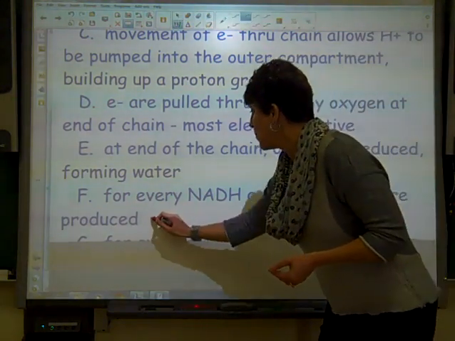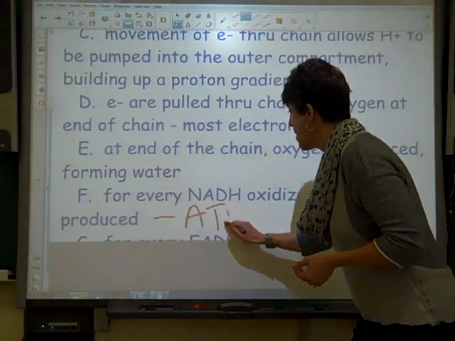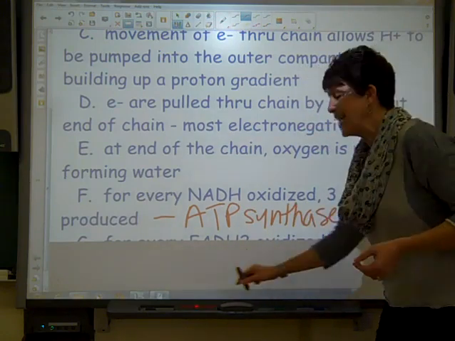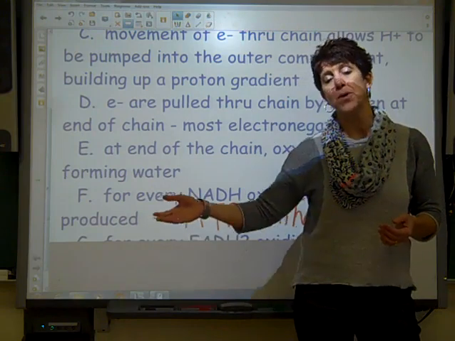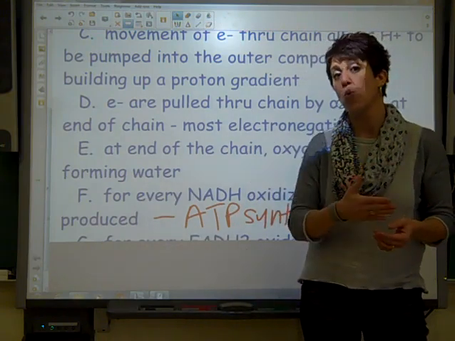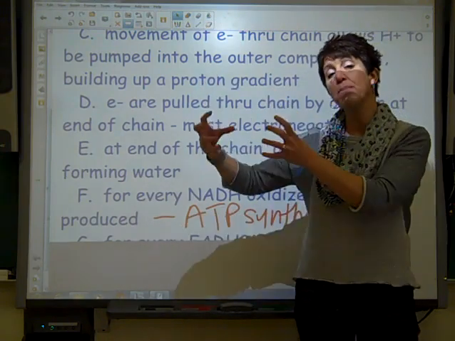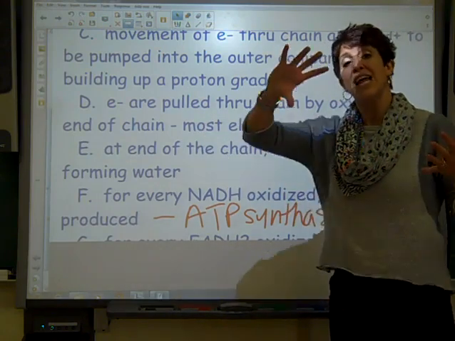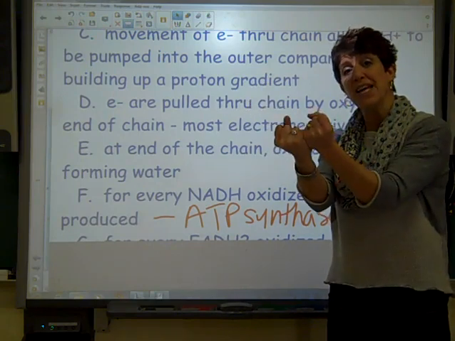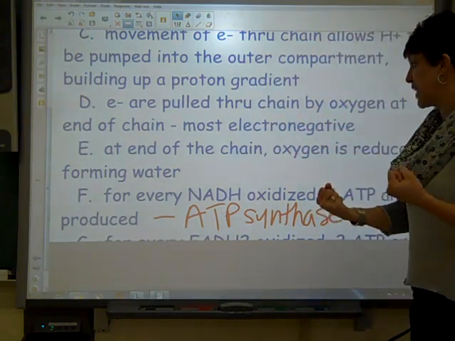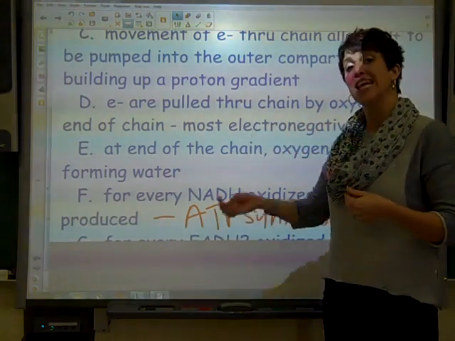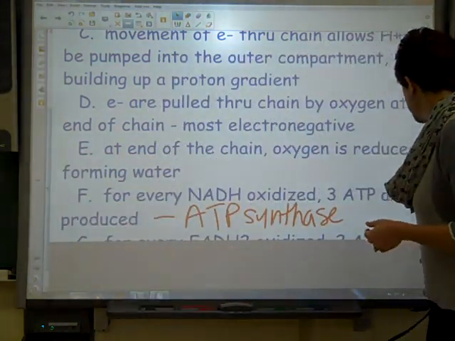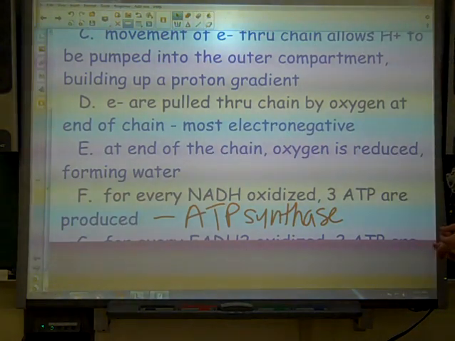And how are they produced? I hope that you are remembering this: ATP synthase. ATP synthase is that special channel protein allowing the hydrogen ions to go with their gradient from the outer compartment into the matrix. So as they move in, the rotor spins, and ADP and phosphate come together producing ATP. For every NADH, 3 ATP are made. For every FADH2, 2 ATP are made.